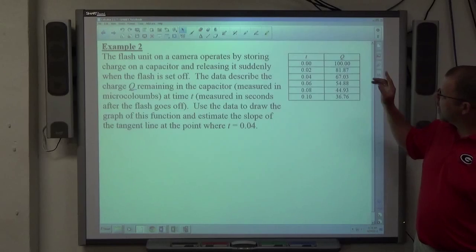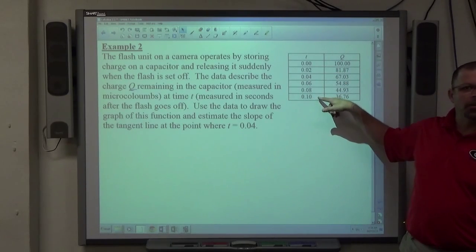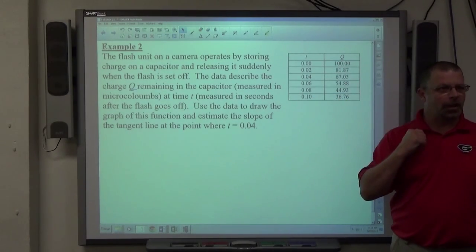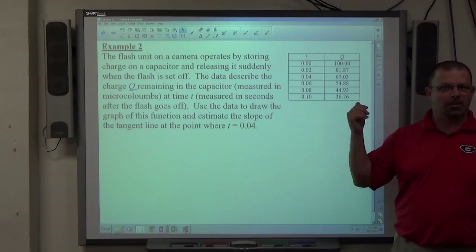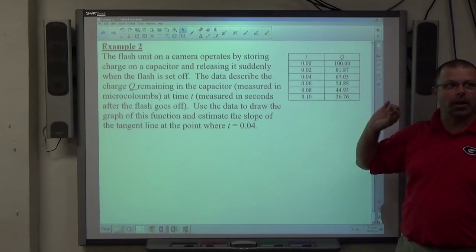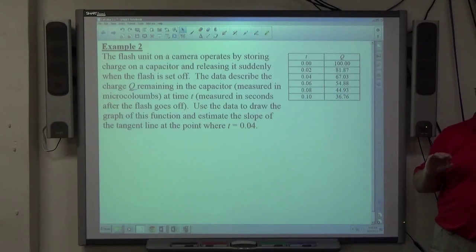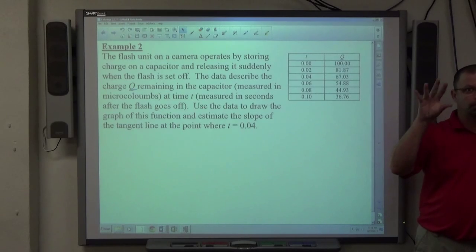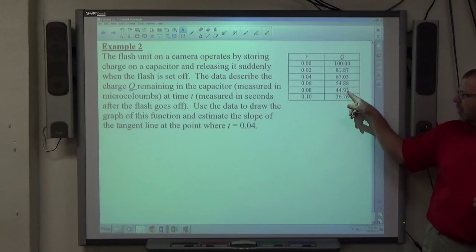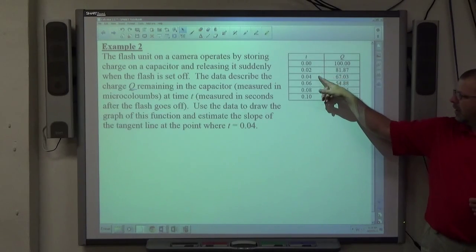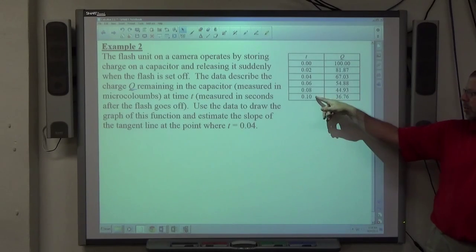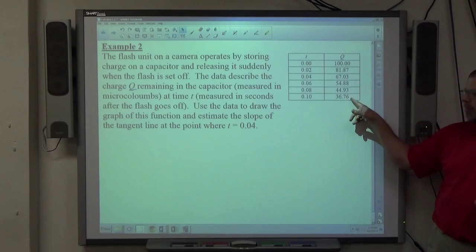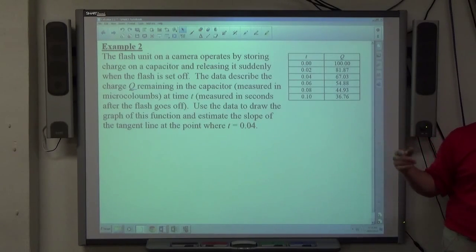In general, 0.1 second is not very much time. If you ever get a stopwatch and go boom boom like that, it's usually like 0.18 or something, so that's probably double the amount of time we're dealing with here. We're dealing with almost no time. If you've ever seen a camera flash go off, it flashes light really fast. This is the amount of charge left on the capacitor every 200th of a second after the flash goes off. So it's dropping pretty dramatically. After 0.1 second, it's only got about 36% of its charge left.